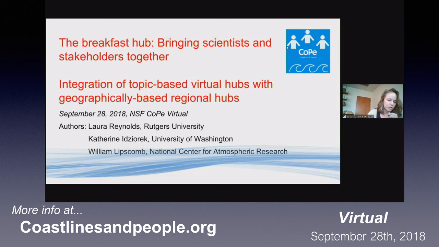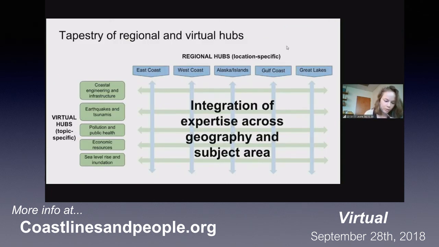To address these issues, we envisioned large regional physical hubs with their own core staff who can assist with applications, grant writing, and workshop planning. To facilitate interdisciplinary and geographically diverse interactions, we also envisioned topical virtual hubs, online communities of researchers and stakeholders focused around a specific topic of interest. We imagine the virtual hubs will contain a voluntary, searchable database of expertise to help researchers identify potential collaborators and for stakeholders to directly contact experts for advice.